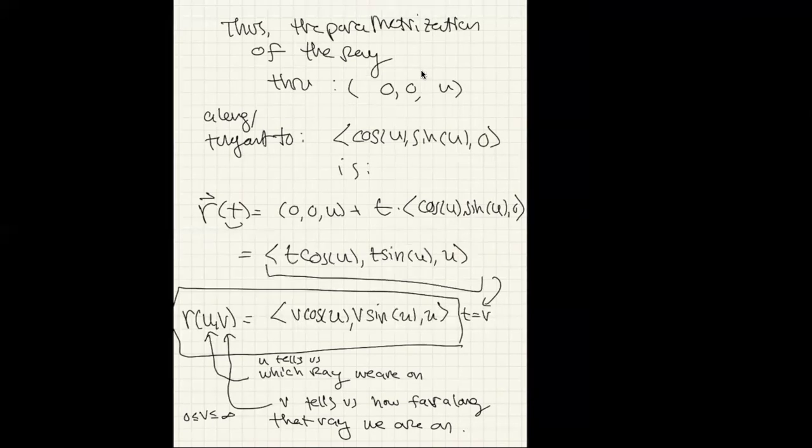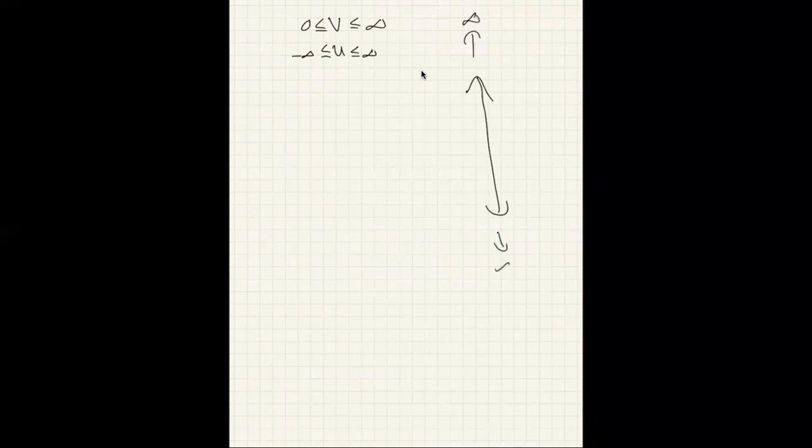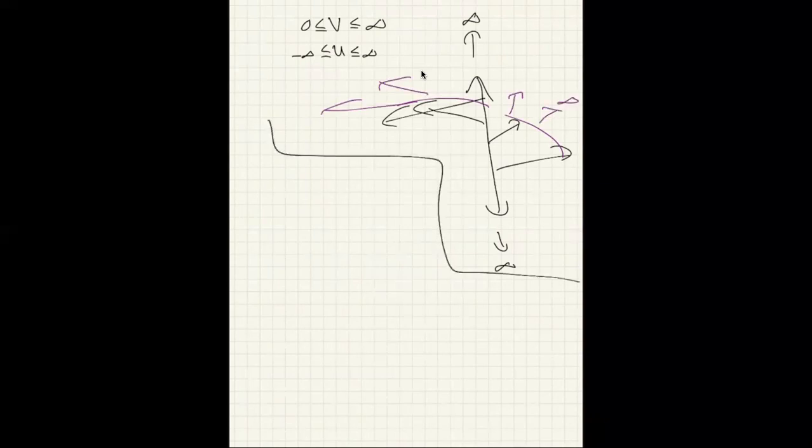So I'll go to this next page and do an example. What I mean by this is you can have v go from 0 to infinity. And if you had u range from negative infinity to infinity, what you would have is something that went upwards forever, downwards forever, and your fibers would be going out forever. So that's the picture you get for those bounds.